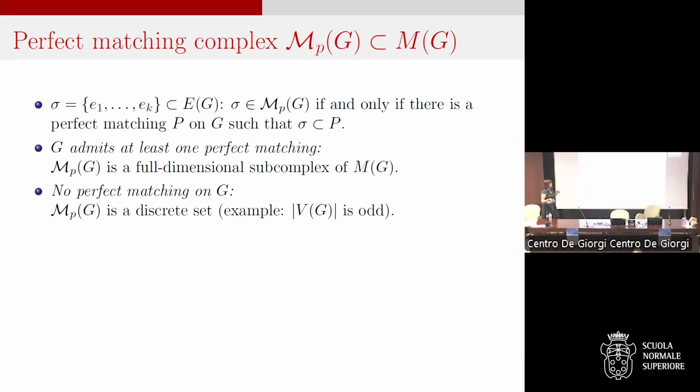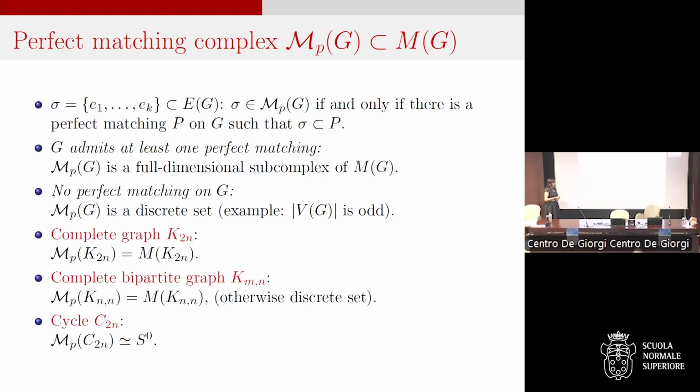Okay, these are some simple statements. Well, if G admits at least one perfect matching, then we have a full dimensional subcomplex. And if there is no perfect matching, then we have just a discrete set. And the perfect matching complex coincides, well, not so often, with the matching complex. For example, for K, the complete graph on an even number of vertices, the perfect matching and matching complexes are the same.